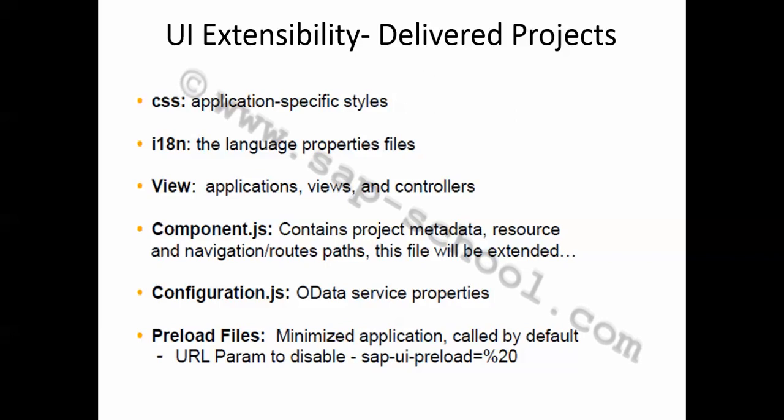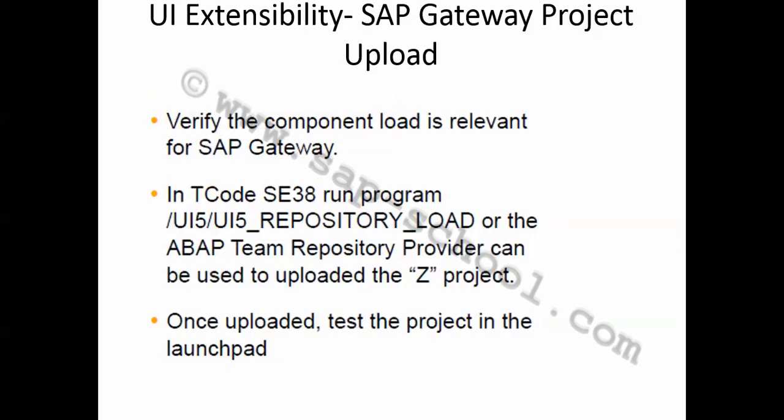So these are my SAP delivered projects in the UI extensibility area. After that, we have the SAP Gateway project upload. We have to verify the component load is relevant for the SAP Gateway. Then in the T code SE38, we have to run the program UI5 repository load, or the ABAP team repository provider can be used to upload the Z project. Once uploaded, we can test the project in the Launchpad.